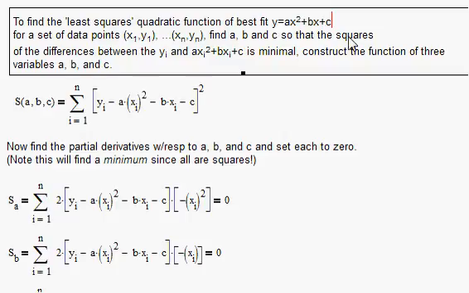And we want to find the a, b, and c so that the squares of the differences between the y sub i, in other words these points, and the predicted y sub i, so a x i squared plus b x i plus c, is minimal. So we need to construct a function of three variables, a, b, and c. That's these variables.